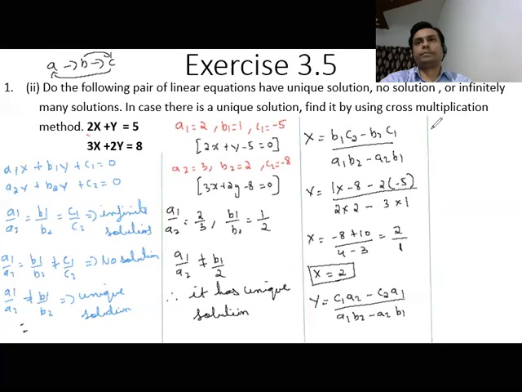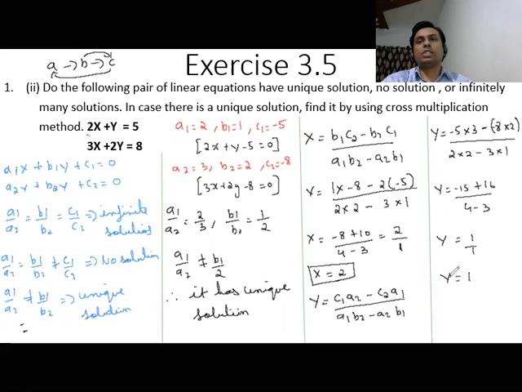Now substitute for y. What is our c1? Minus 5. Minus 5 into a2, a2 is 3. Minus c2, c2 is minus 8, into a1, a1 is 2. Divided by a1 b2 minus a2 b1, that is the same: 2 into 2 minus 3 into 1. So what is y now? Minus 5 into 3 is minus 15. Minus into minus plus, so it will become plus 8 into 2, 16. Divided by 4 minus 3. Minus 15 plus 16 is 1. 1 divided by 1, y is equal to 1.